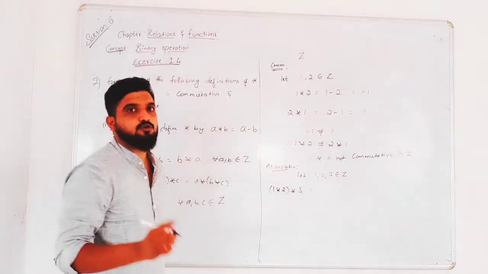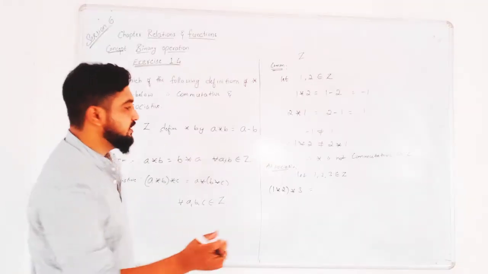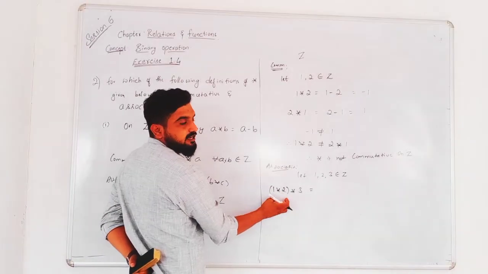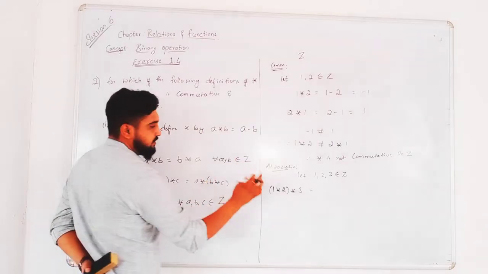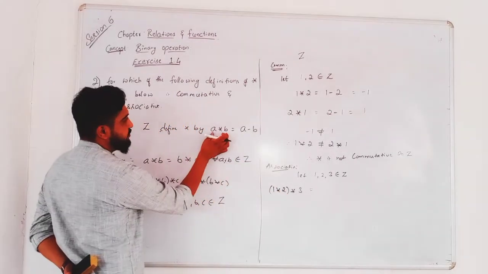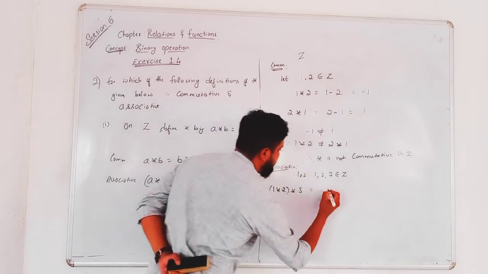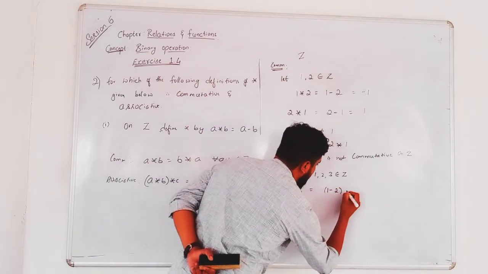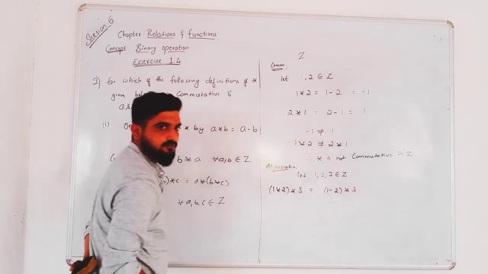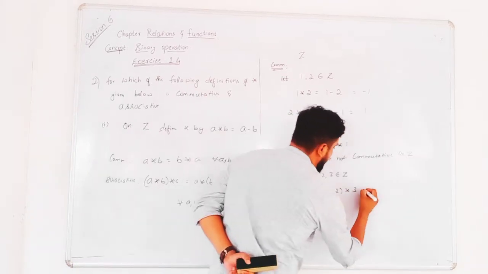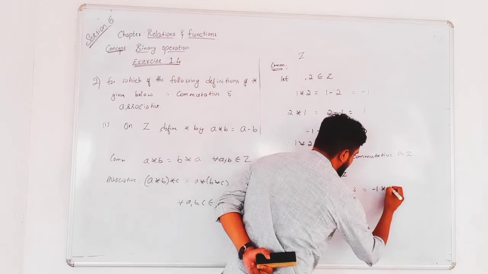So I have already told you, first you have to resolve the terms which are in the bracket here. Okay, so now, one at a time. What is 1 star 2? According to this, 1 star 2 is 1 minus 2. So therefore this is (1 minus 2) star 3. Got it? What is 1 minus 2? 1 minus 2 is minus 1, star 3.